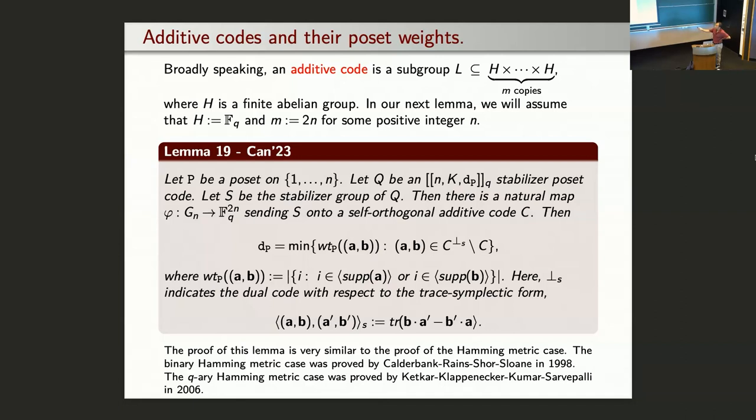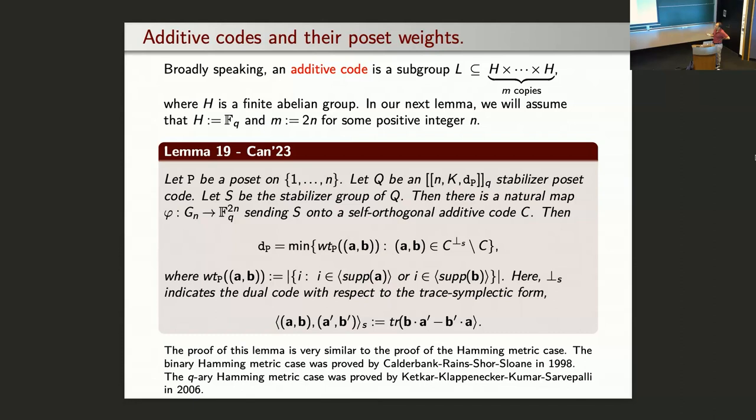Basically, an additive code is simply a subgroup of a product of a given abelian group. So what I wrote here is a version of this result of Calderbank, Rains, Shor, and Sloane. It says the following. If you take a stabilizer group of a stabilizer poset code with respect to a poset metric, then we can map the error group. This is done in the classical setup too. I'm just using the same map.